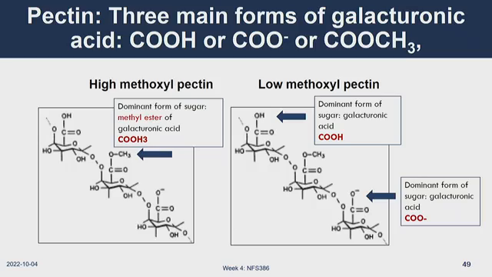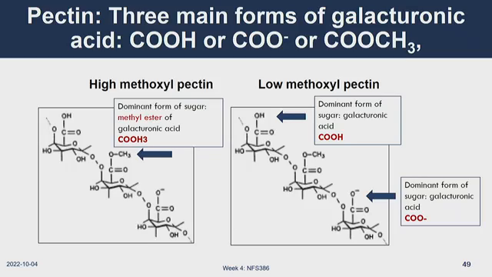And the opposite, when we have galacturonic acid that is either ionized or non-ionized, here we are talking about low methoxyl pectin. It doesn't have methyl ester, or has lower methyl, which is why we call it low methyl ester, low methoxyl pectin. High methoxyl because it has dominant methyl ester, the COOCH3, while the low one doesn't.